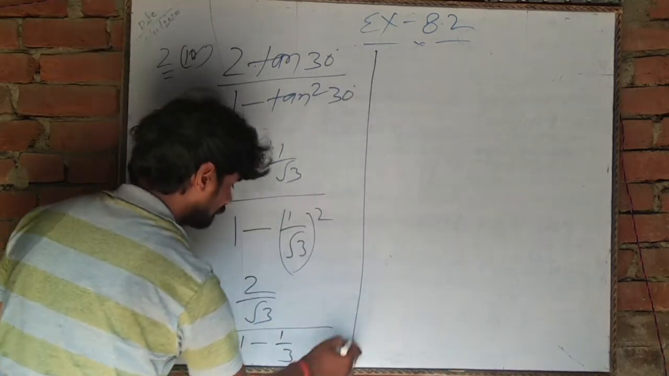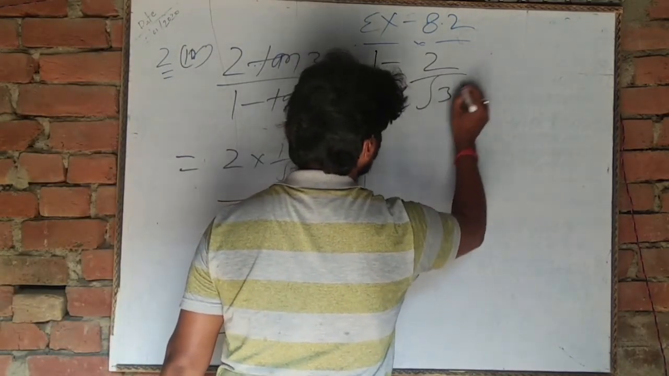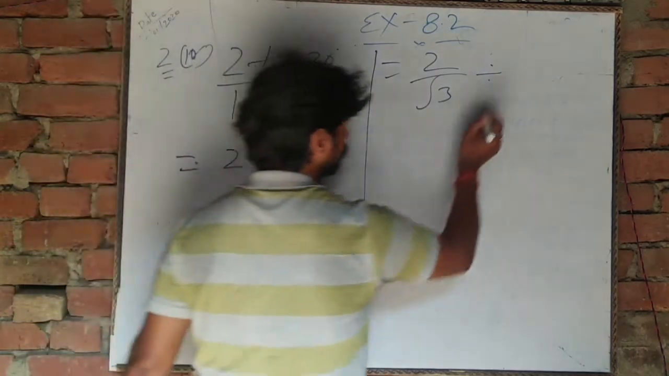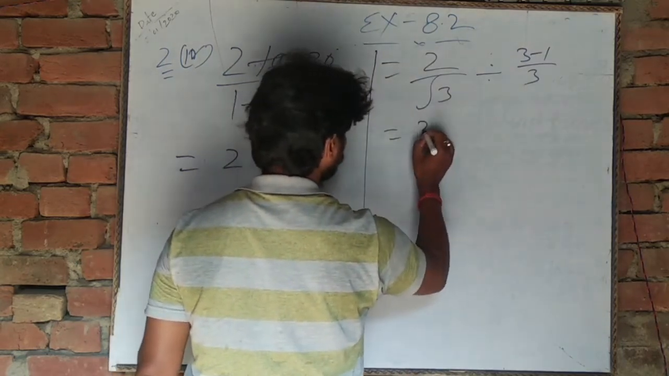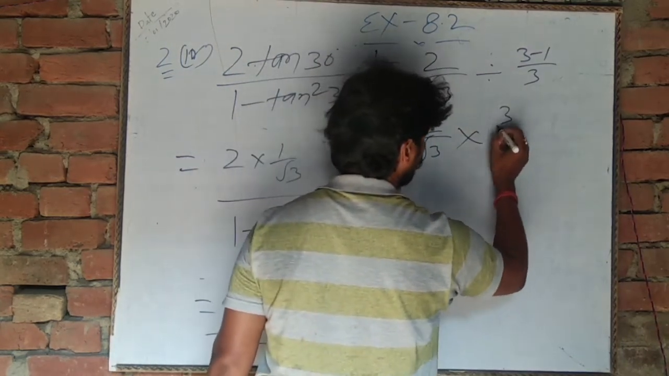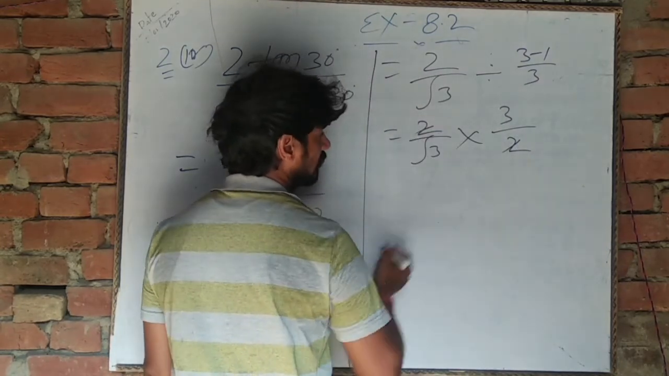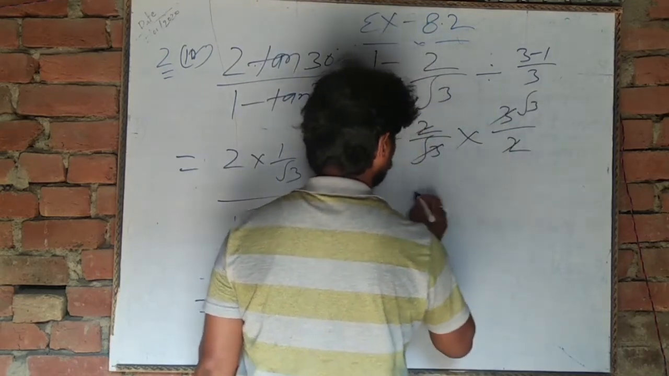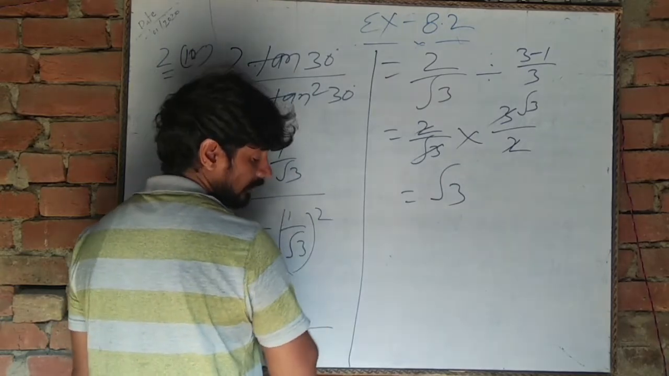Again we will write 2 by root 3 divided by 3 minus 1 by 3. That means 2 by root 3, when we change into multiplication, we will get 3 by 2. 2 cancels. Root 3 times 3 by root 3... so this is equal to root 3.